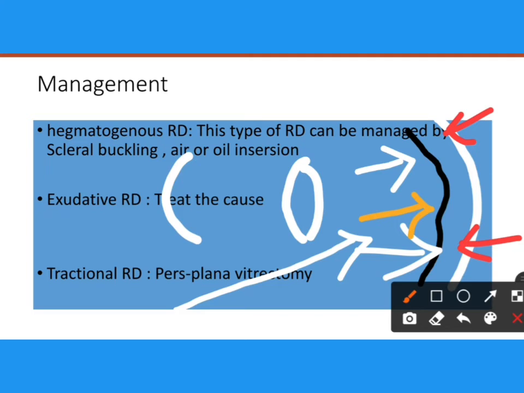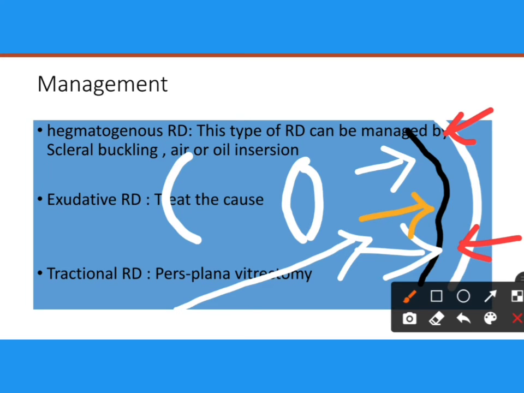So RPE and retina will get reattached. Why is it important? The aim is to attach the neurosensory layer with the RPE, because the main source of nutrition comes from the RPE layer, and also oxygen. So for that purpose, it is very important to reattach the retina again. So this is why it is done.